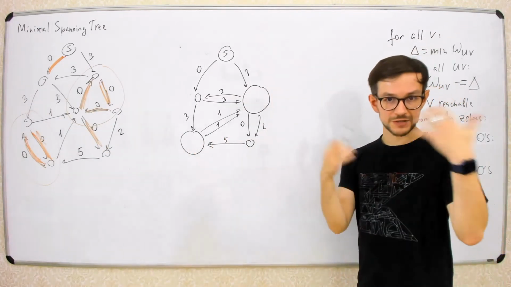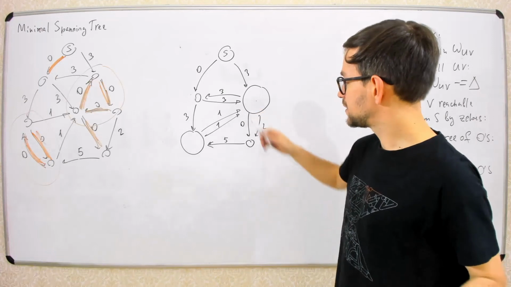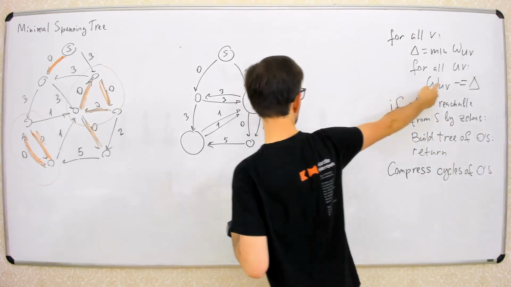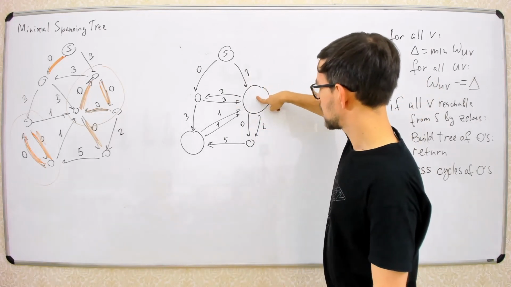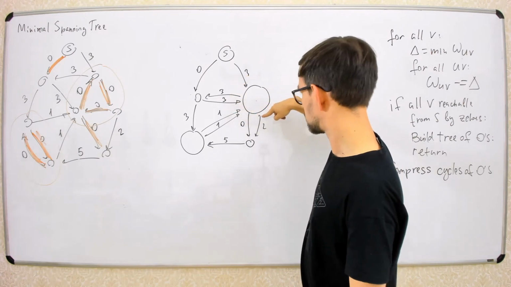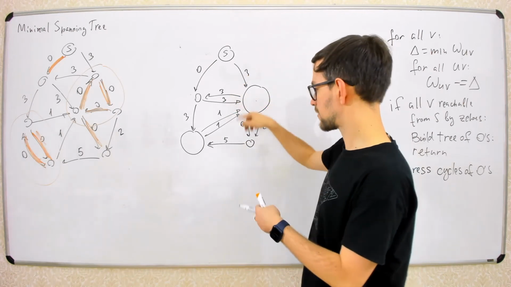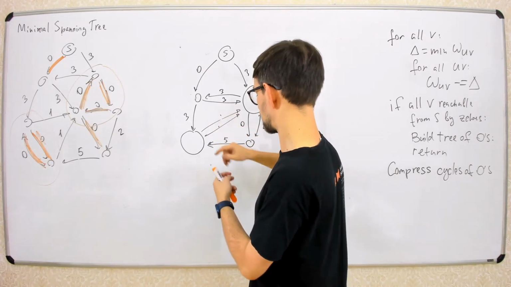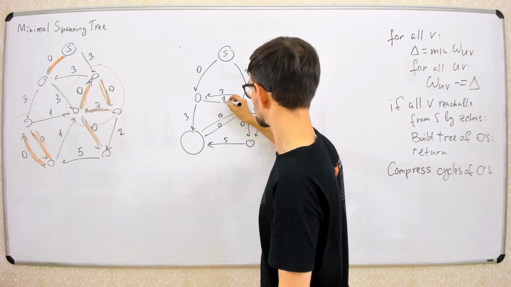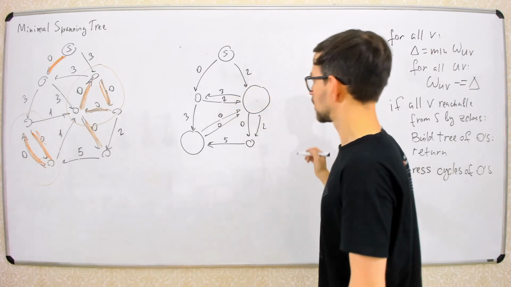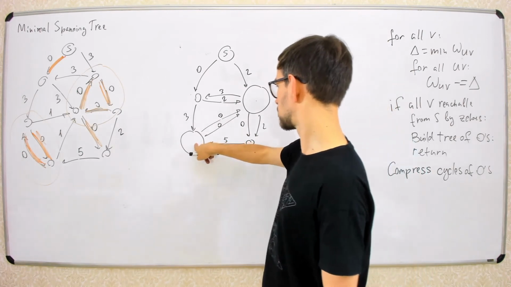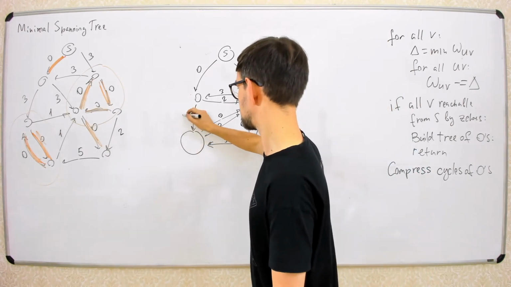And now just repeat the same process. We take this graph. For each node, we decrease all the costs by the minimum of them. So for this node, we have 1, 3, 3. So the minimum is 1. So we decrease everything by 1. So we have 0 and 0. Here we have 2. Here we have 2. And for this node we have 3 and 5, we decrease, let's say 0 and 2.